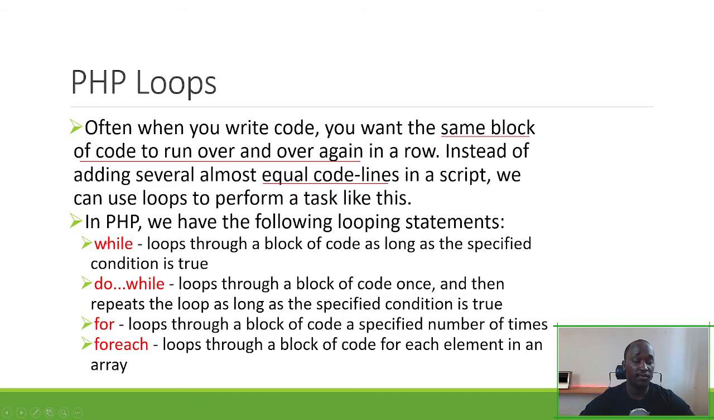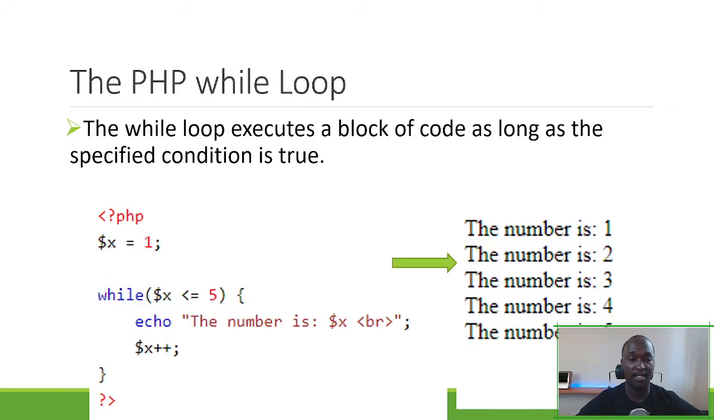We have three types of loops in PHP. We have while, we have do while. Actually, there are four. We have for loop, and we have foreach loop. So I just want to see how each one of them works in order to understand what loops are.